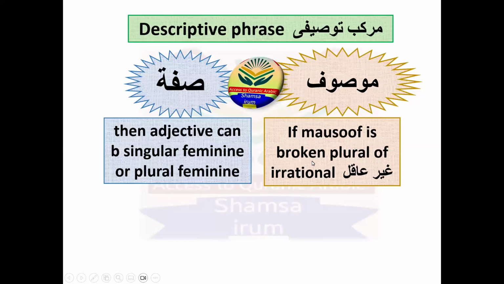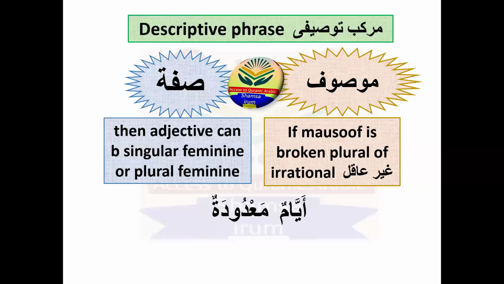If the mawsoof is the broken plural of ghair aqil, meaning irrational or non-intelligent, what will the sifa be? The sifa will most likely be the singular feminine, and there is a very rare chance that it can be the plural feminine. Okay, I will give you an example. Ayyamun ma'dudatun.